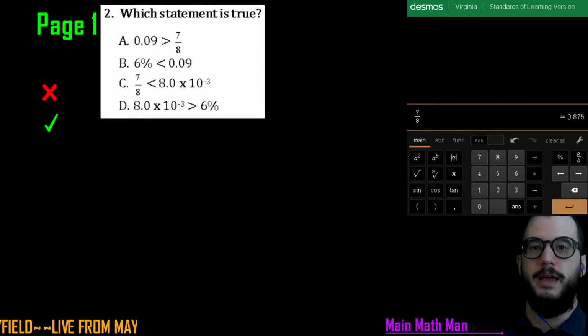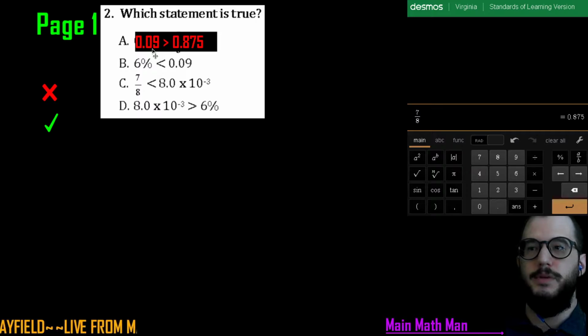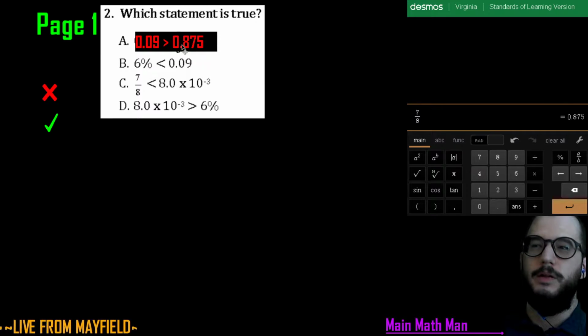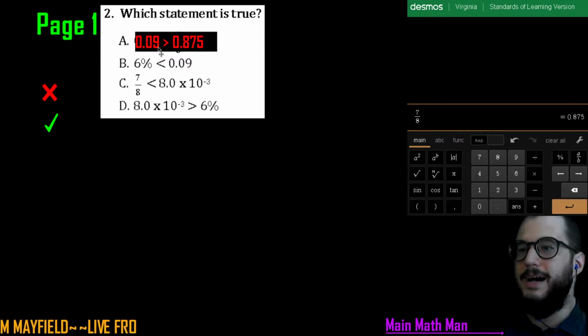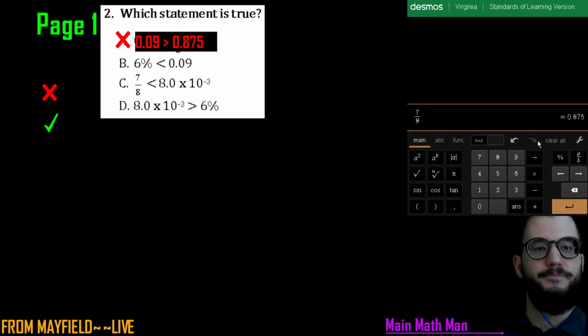And so I'm going to say, okay, hey, I can rewrite the statement. I'm going to say that this first statement should be 0.09, is this greater than 0.87? Well, again, think in terms of money. Is 9 cents greater than about 87 cents? Definitely not. So we know that for sure is false. I'm going to go through each of these, so do not worry.